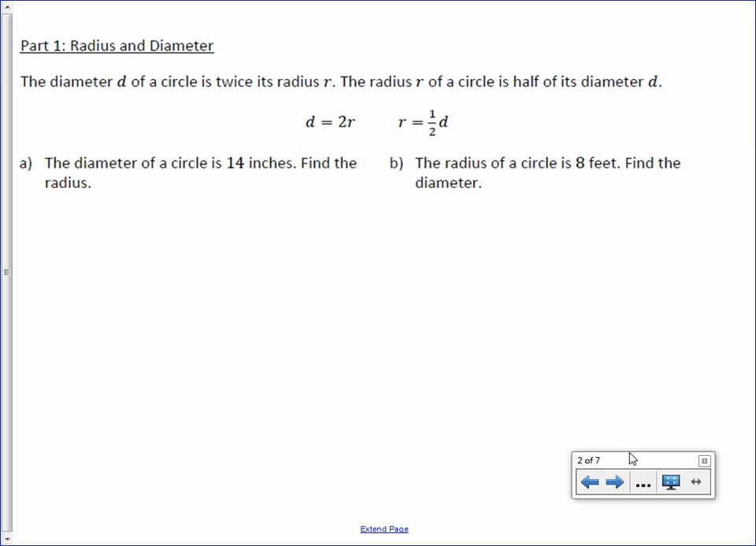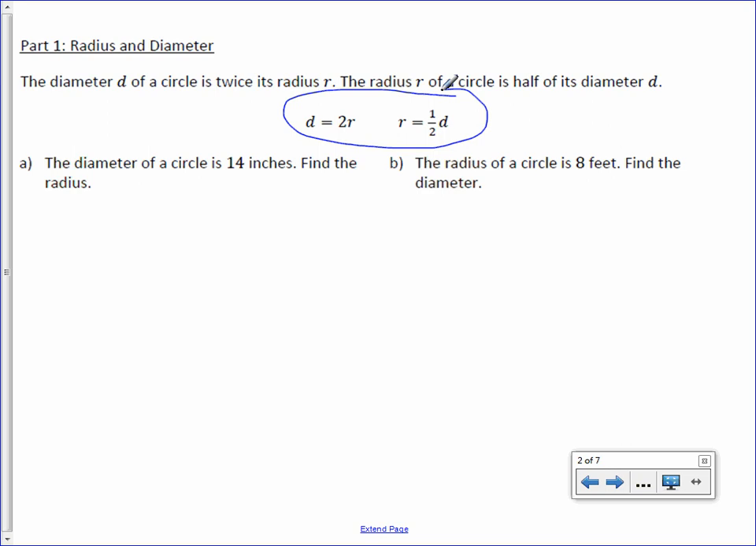The diameter d of a circle is twice its radius r. The radius of a circle is half its diameter. So here you will see two formulas that will help you find the diameter or the radius.